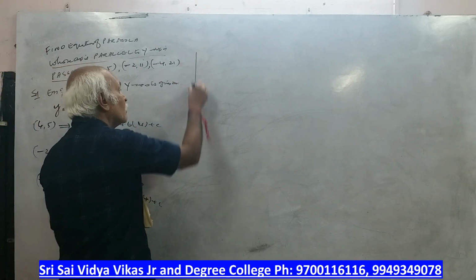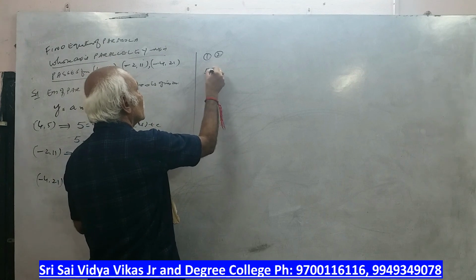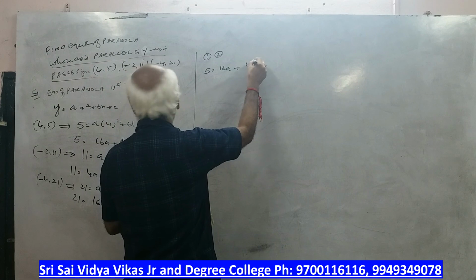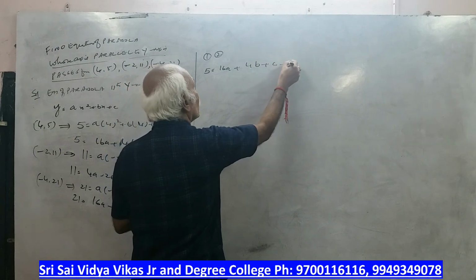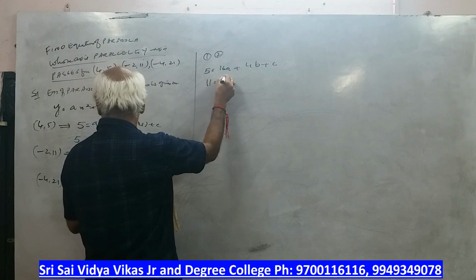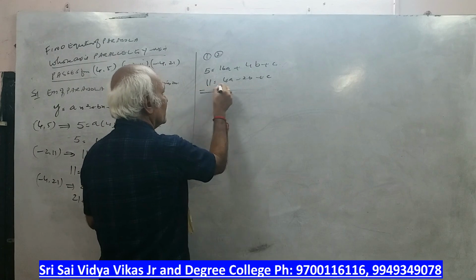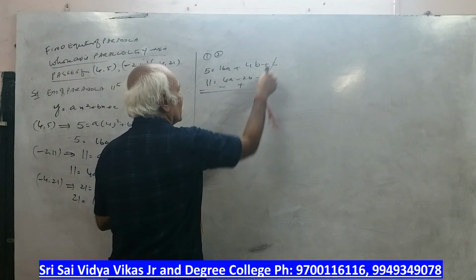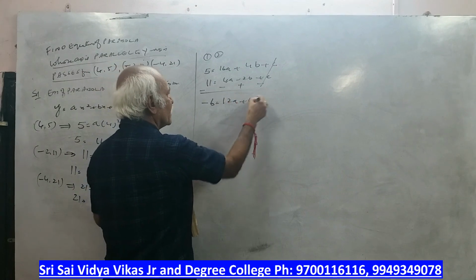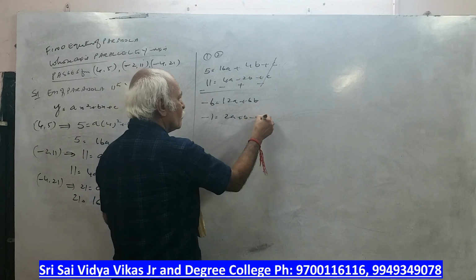Now 1 and 2. Observe here, first equation is what, sir? 5 is equal to 16a plus 4b plus c, first equation. What is the second equation? 11 is equal to 4a minus 2b plus c. Subtract. C will get cancelled. Minus 6 is equal to 12a plus 6b. Cancel with 6. Minus 1 is equal to 2a plus b, fourth equation.